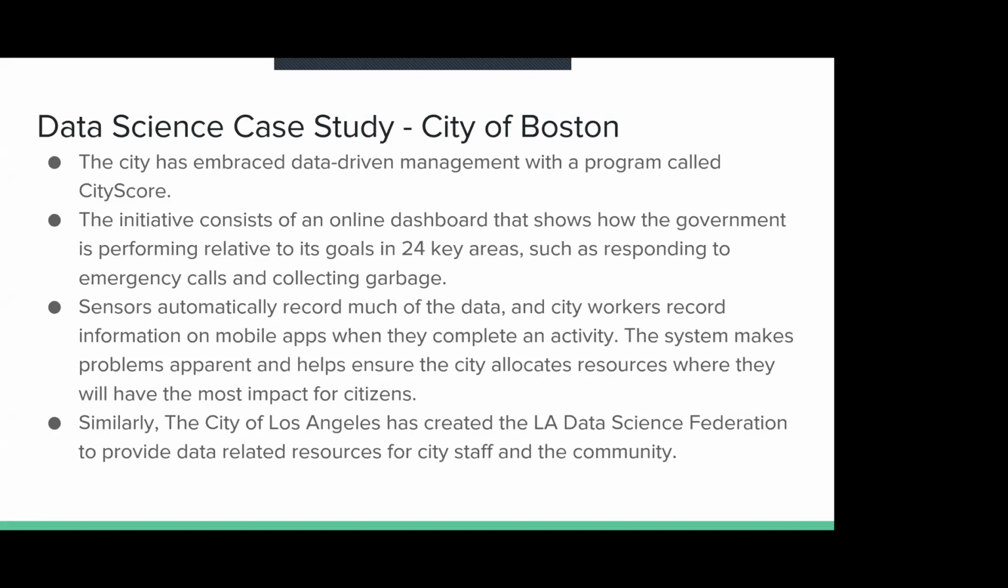Similarly, the City of Los Angeles has created the Data Science Federation to provide data-related resources for city staff and the community.